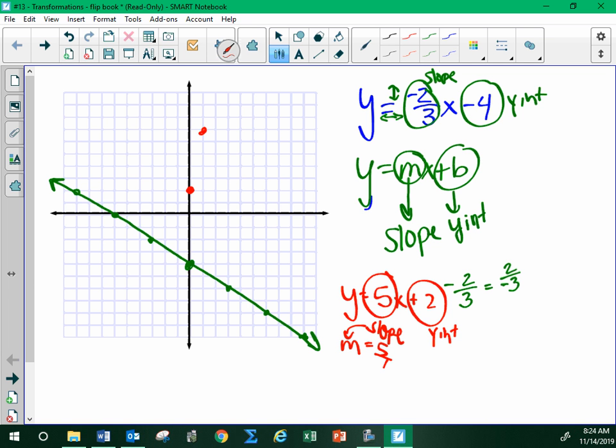And again, I can do the opposite. Down 1, 2, 3, 4, 5, to the left 1.